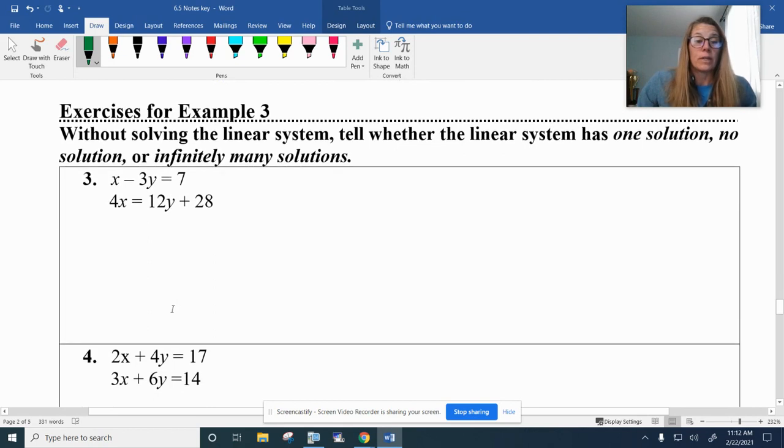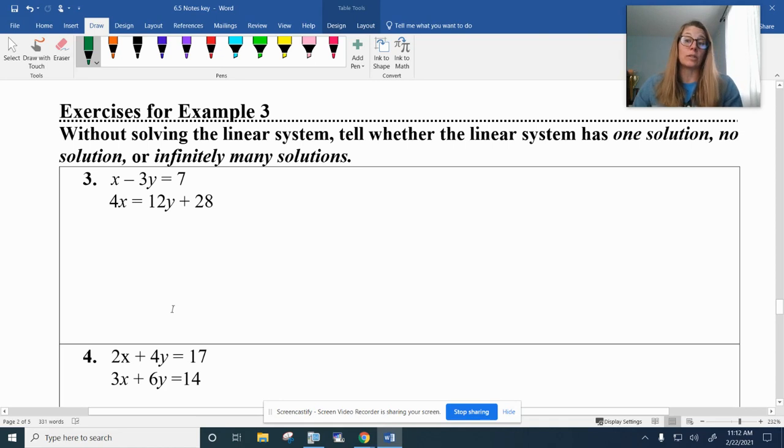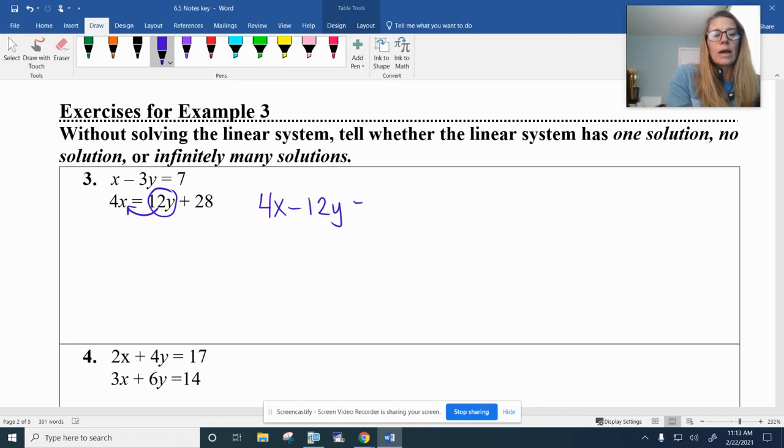All right, so for this one here, we're going to do the same thing again. They may also throw in one that actually does have one solution. So let's see what happens. All right, so this one already has the x almost by itself. So one option is to solve for that x, or the other option is to just get them into standard form and do elimination. I haven't done that, so I'm going to do that method. So I'm going to move my y over. So that's going to give me 4x minus 12y equals 28. And of course, my first equation is just x minus 3y equals 7.